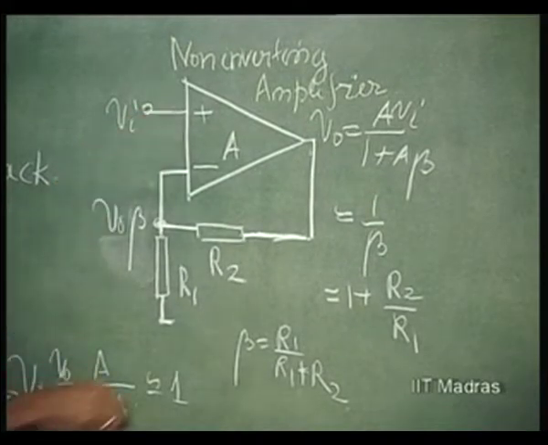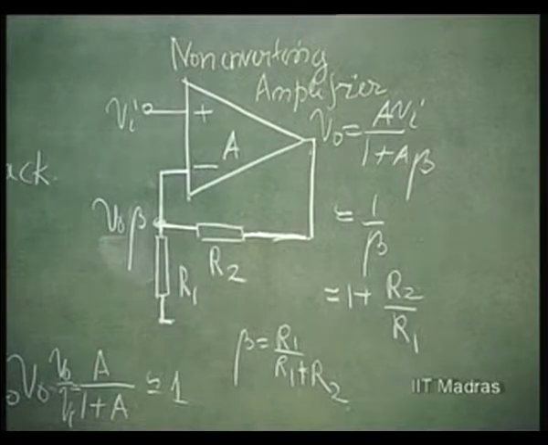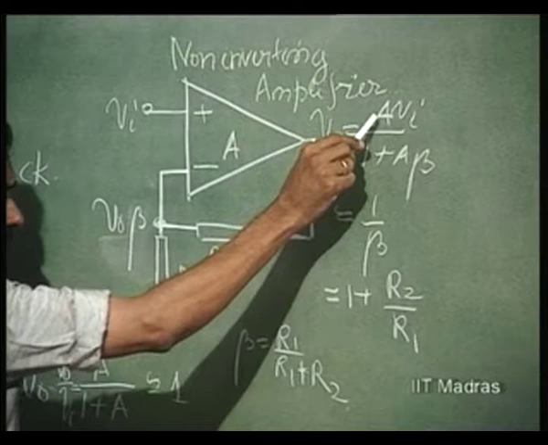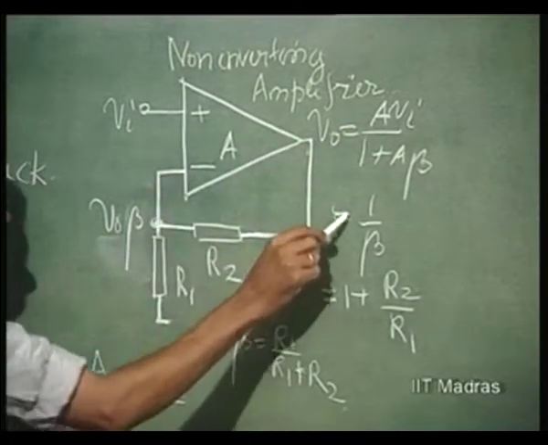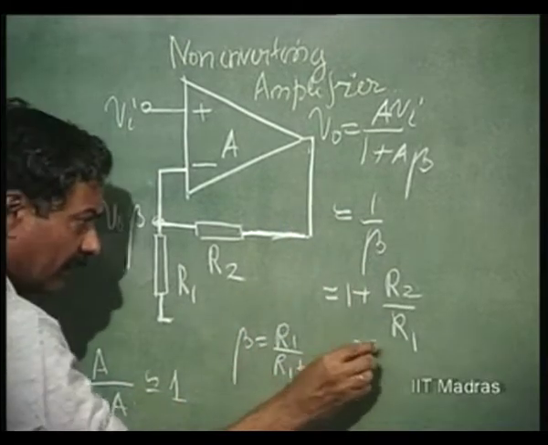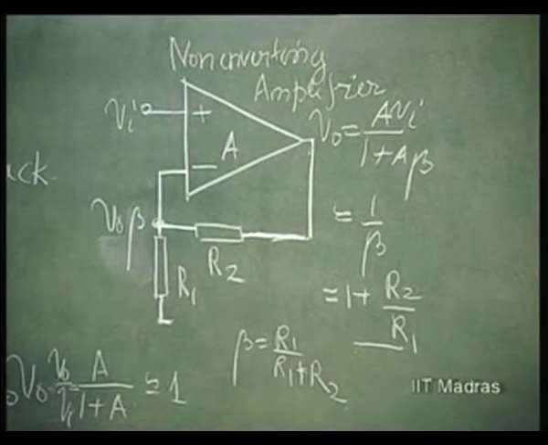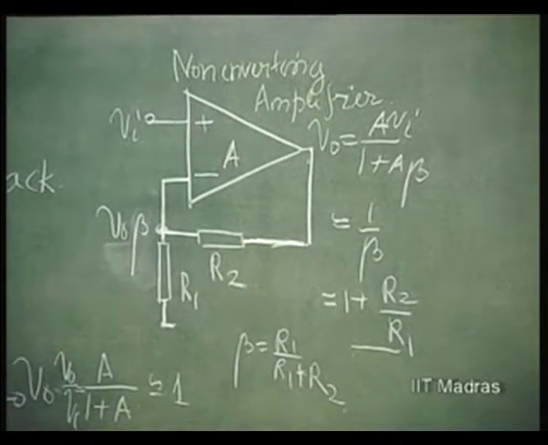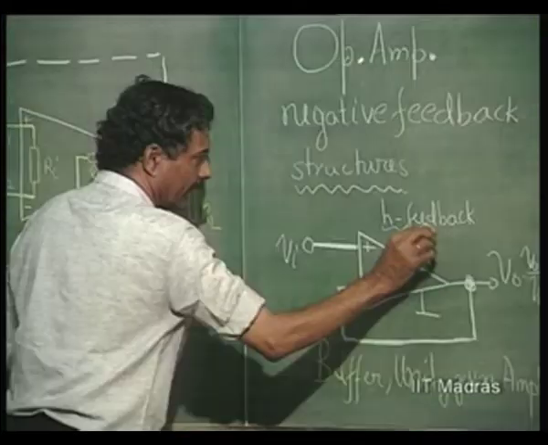This voltage should be 0 if it is working at a finite output situation. So, we saw that according to the equation, A Vi, 1 plus A beta was V naught. This was very nearly equal to 1 over beta, and this was equal to 1 plus R2 over R1. Therefore, we can design a non-inverting amplifier of gain 1 plus R2 over R1, which is 1 over beta. So, this is done by applying H feedback.